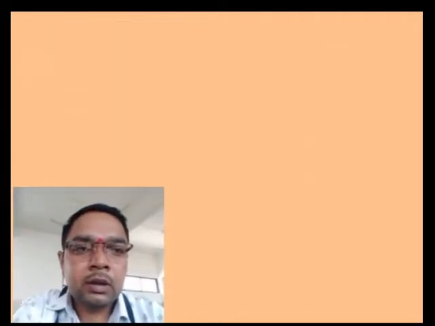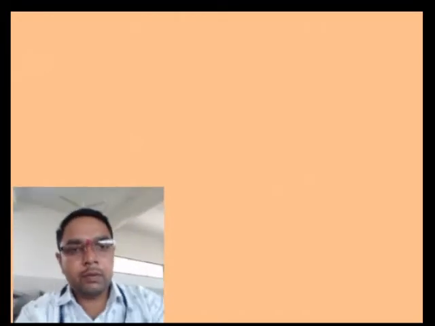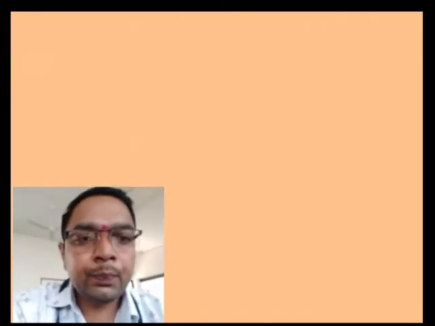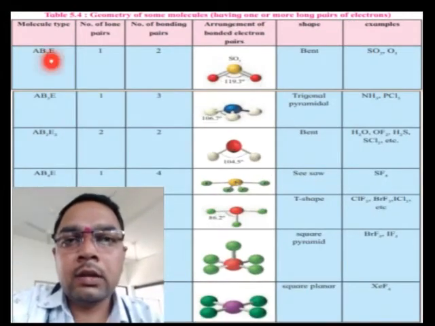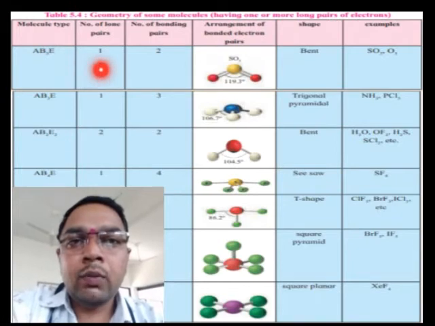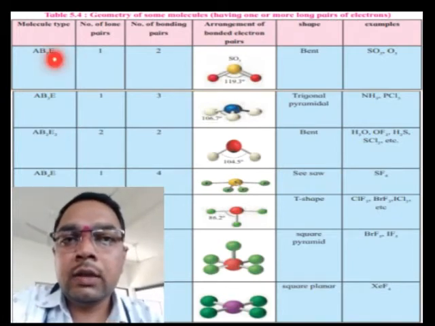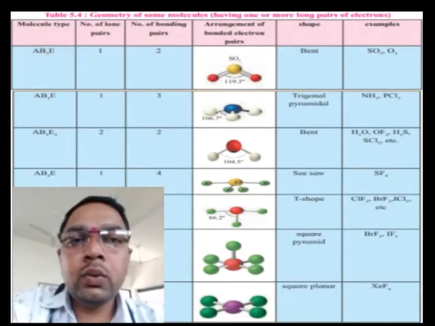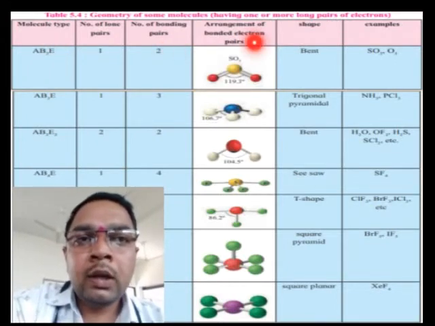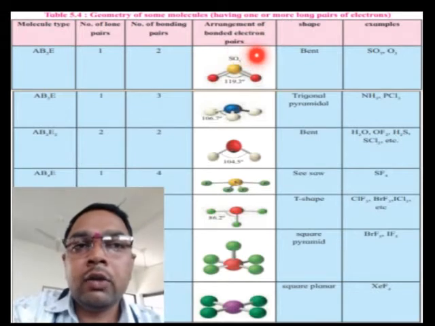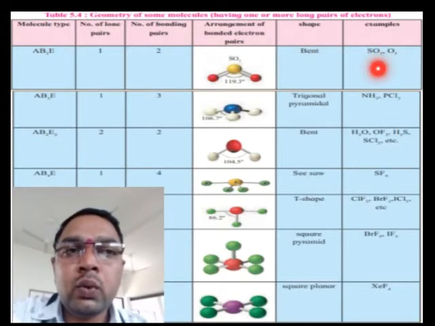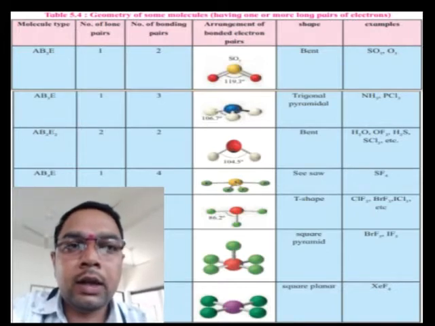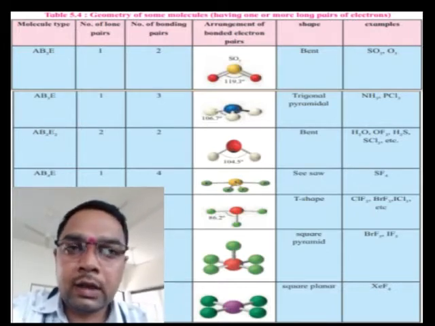For example, the lone pair and bond pair geometries are as shown below. The first is AB2E. The number of lone pairs, E, is 1, and B2, the number of bonding pairs, is 2. This is like the SO2 molecule. The shape of this molecule is bent. Examples are SO2, ozone, etc.